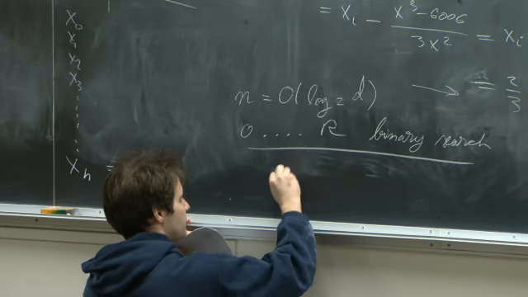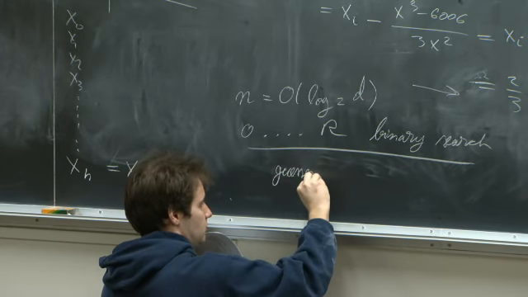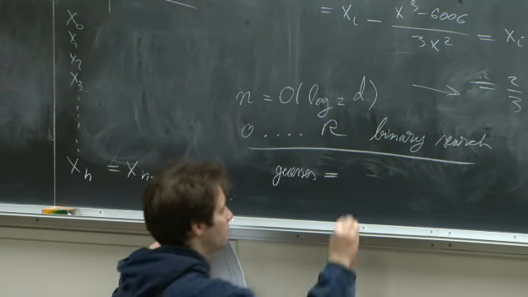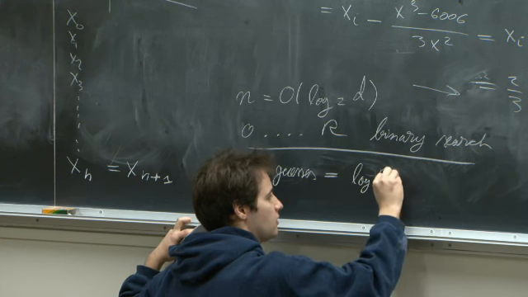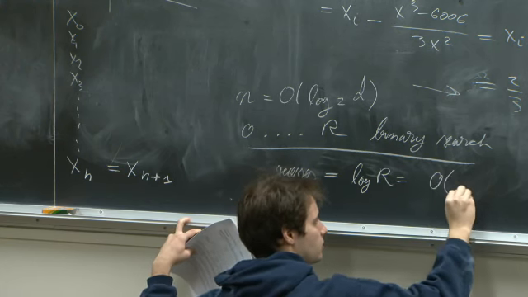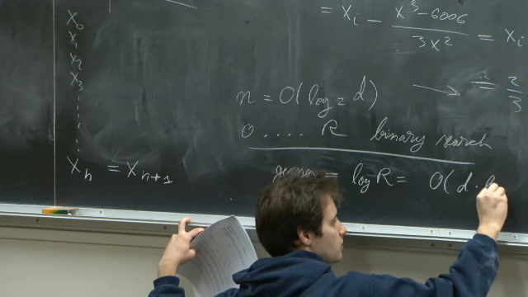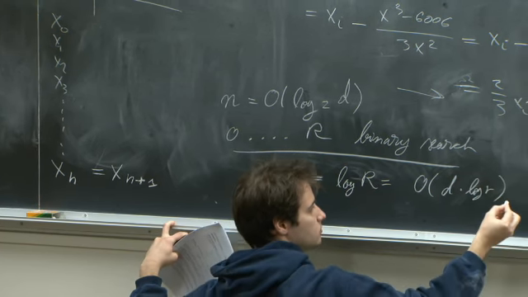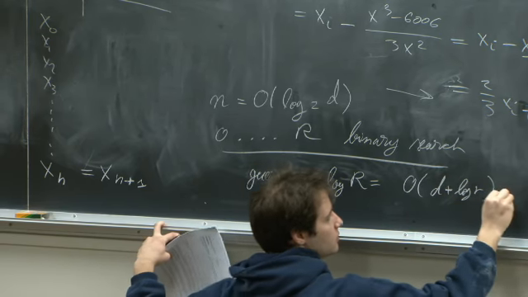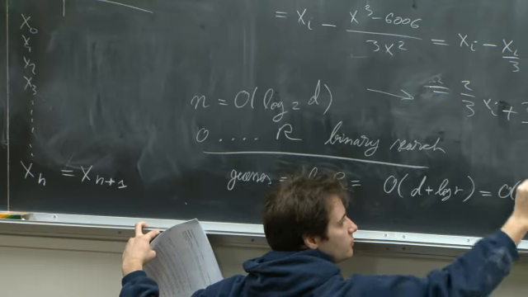Okay, so the number of guesses is log big R. Someone was one step ahead and said it's order of d times log little r, or I think it's d plus log little r. So this is order of d.